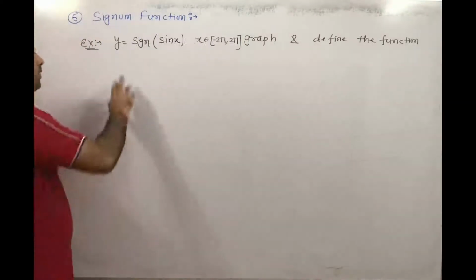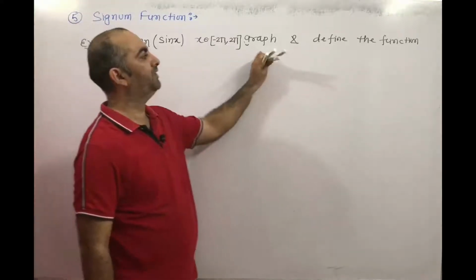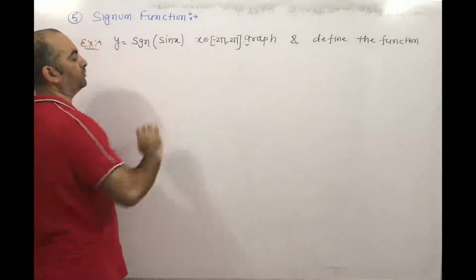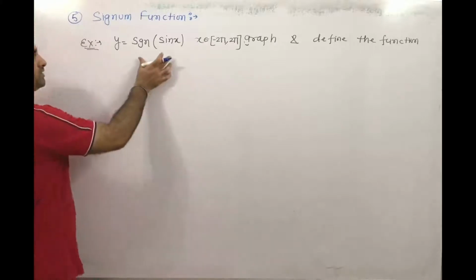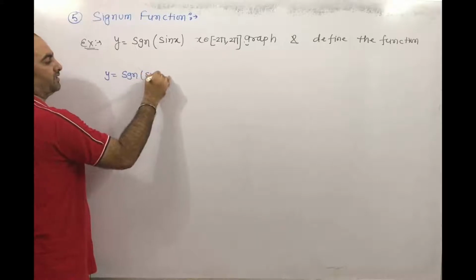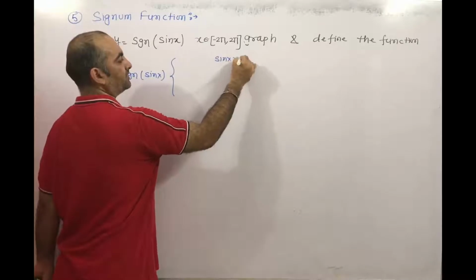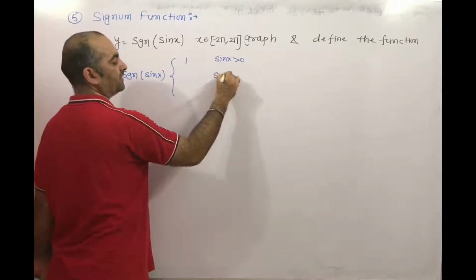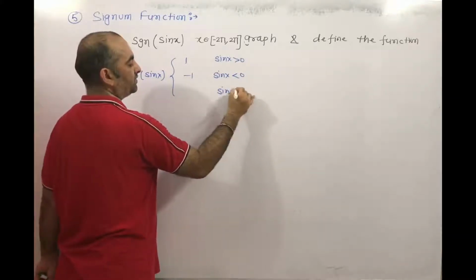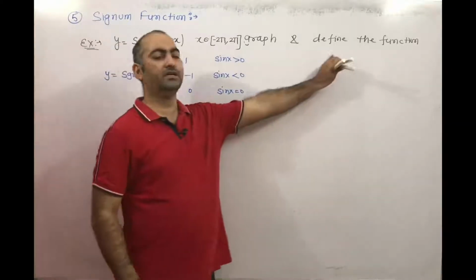Next example is y equal to signum of sin x, x belongs to minus 2 pi to 2 pi. Find the graph and define the function. Those are the two things we want. So we have to draw the graph in the interval minus 2 pi to 2 pi. See, y equal to Sgn of sin x, we will define it like this: sin x greater than 0, 1; sin x less than 0, minus 1; sin x equal to 0, 0. This way we can define it.